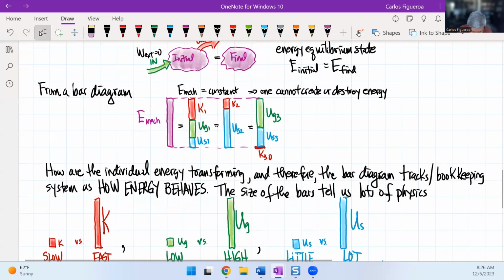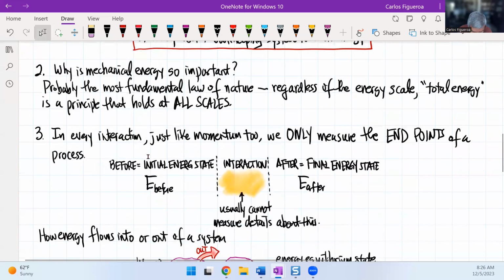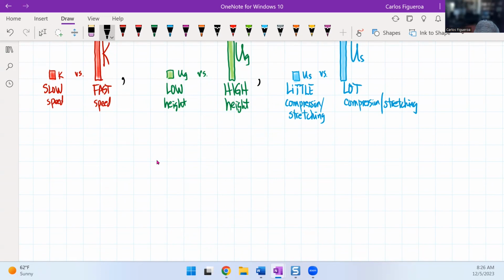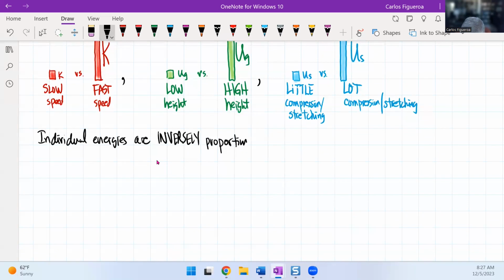And one of the things that you may not have realized here, what did I call that? 3. I should probably say it in the same way, is that individual energies are inversely proportional. Is that right? I'm not sure if I should say it like this.